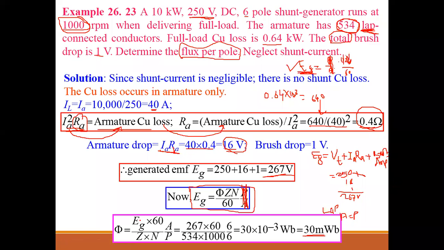Okay, fine. Now see, as I told you, phi they have kept on the left hand side, and all other terms on the right hand side. 60 is in the numerator, so it will be multiplied. So Eg into 60 divided by Z into N. Again this A will also go to multiply, and this P will go to divide. So AP we have cancelled here also. Eg's value is 267, they have put here. Then 60 as it is. Then A's value is 6, as in lap winding A is equal to P. Z is 534 as already mentioned, into N, the speed, which is given as 1000.